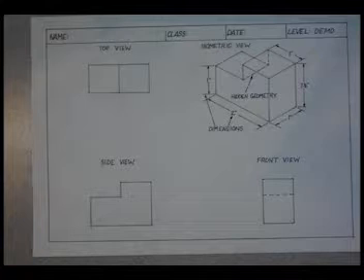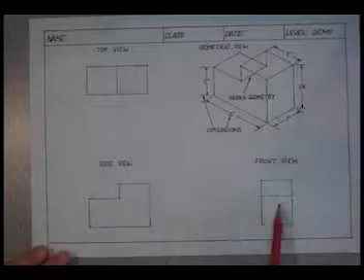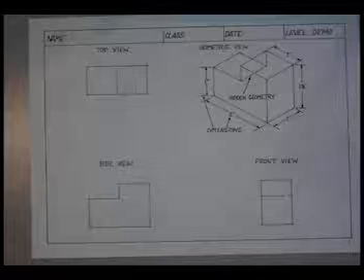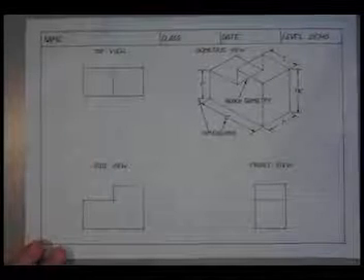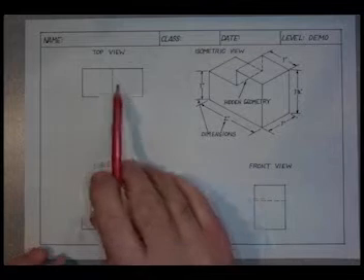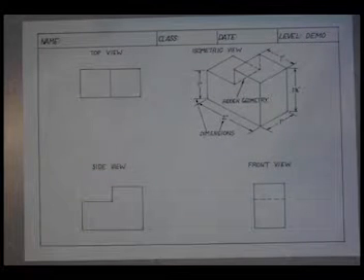This is how a technical drawing should be laid out. You've got your isometric view here, top, side, and front view here. And when you start the assignment, you're just going to get the isometric view, and you're going to have to create the top, side, and front views yourself. And I'm going to walk you through how to do that.